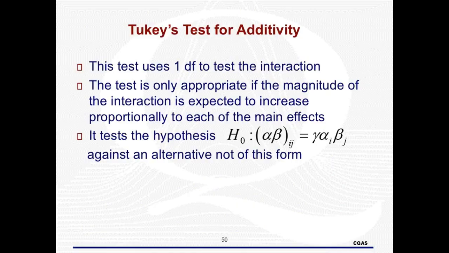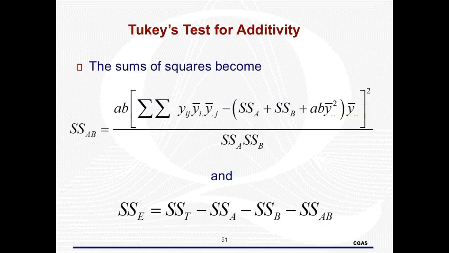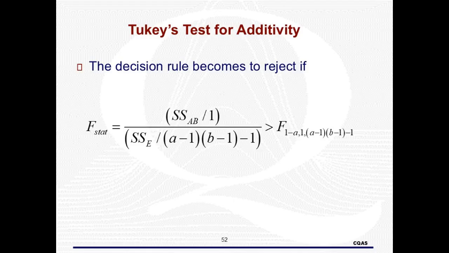Tukey's test is typically used in most situations. It is fine as long as you realize that the interaction must be a function of the product of the individual effects. Here is the formula for the SS and how you now get the SS for error. Here is the test statistic. Notice that the critical point has 1 and ab-a-b DF.